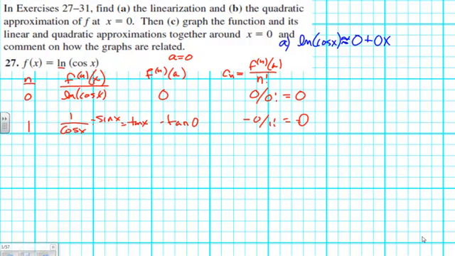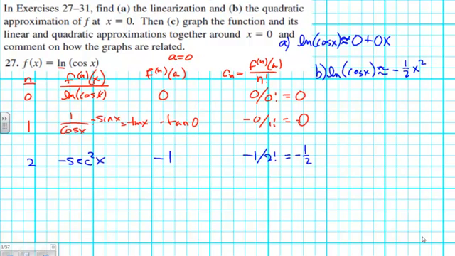Okay, so this is the answer to A. It's the linearization. Now, if we go one more term, we add the second derivative. The derivative of negative tangent is going to be negative secant squared. The value of negative secant squared at 0 is negative 1. So negative 1 divided by 2 factorial is negative 1/2. So the answer to part B is that the natural log of the cosine of x is approximately negative 1/2 x squared.